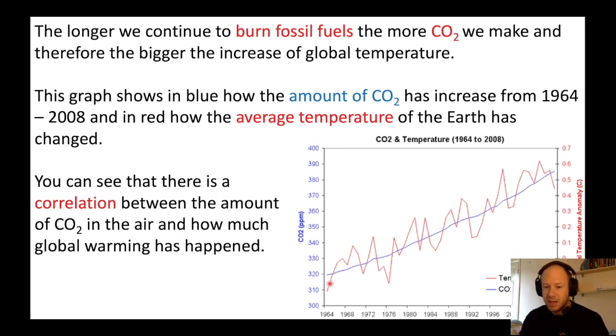Now, obviously, temperature is going to fluctuate. It goes up and down due to climate, weather, whatever. But you can see the trend here is that as the carbon dioxide levels are going up, that's the blue line here, the temperature tends to go up at the same time. So you can see there's a real serious correlation here. As the carbon dioxide increases, the temperature increases. There's a correlation.